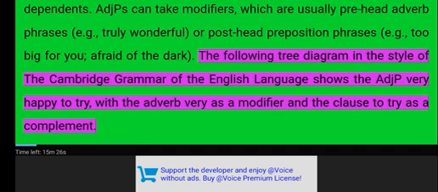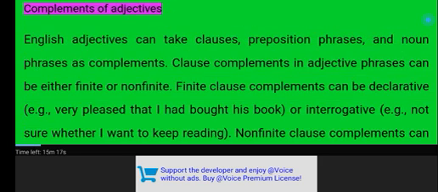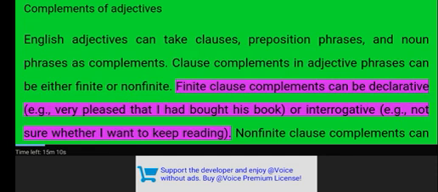The following tree diagram in the style of the Cambridge Grammar of the English Language shows the ADJP very happy to try, with the adverb very as a modifier and the clause to try as a complement. Complements of adjectives. English adjectives can take clauses, preposition phrases, and noun phrases as complements. Clause complements in adjective phrases can be either finite or non-finite. Finite clause complements can be declarative, e.g., very pleased that I had bought his book, or interrogative, e.g., not sure whether I want to keep reading.